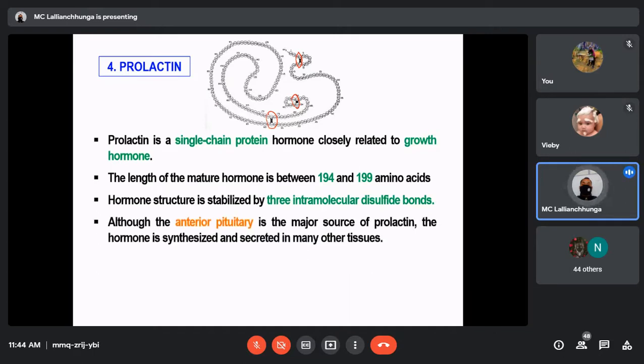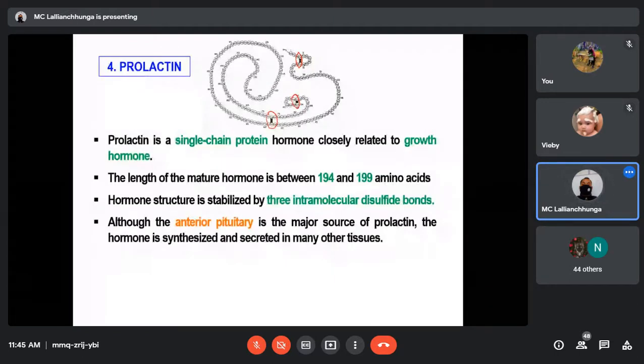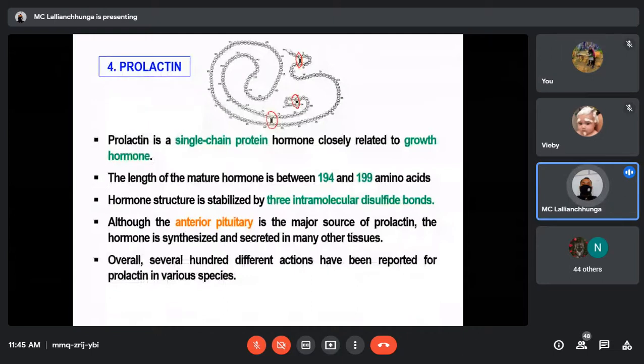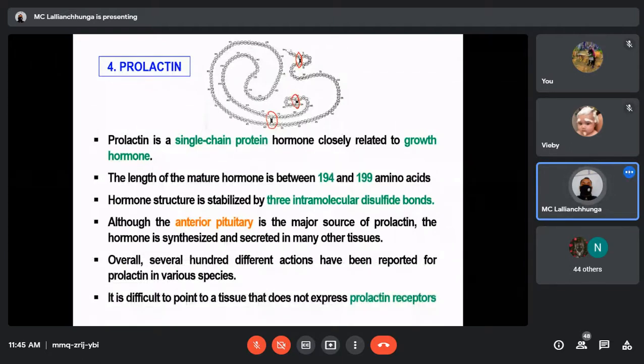Although the anterior pituitary is the major source of prolactin, the hormone is synthesized and secreted in many other tissues also. So we know that the main source is the pituitary gland, but many other tissues also secrete prolactin to a small extent. Overall, several hundred different exons have been reported for prolactin in various species.